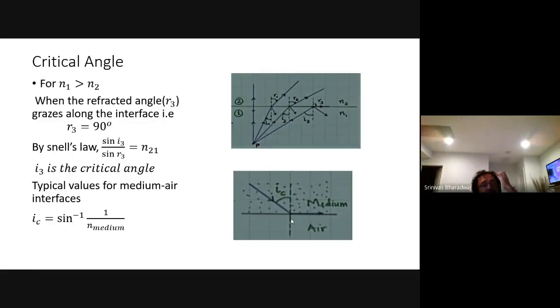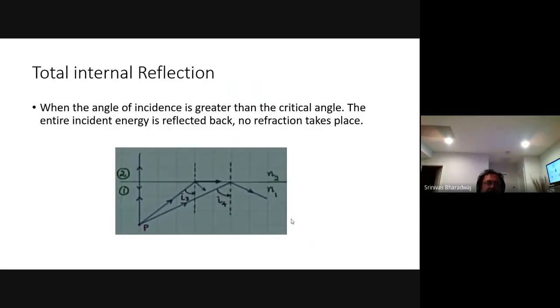For glass, sin I by sin r equals 1.5 by 1, and when you reverse and go from glass to air, sin I by sin r becomes 1 by 1.5. So you have sine inverse of 1 by 1.5, which is some particular angle. You can look up what exact angle that is. Therefore, when the angle of incidence is greater than the critical angle, the entire ray will be reflected back.